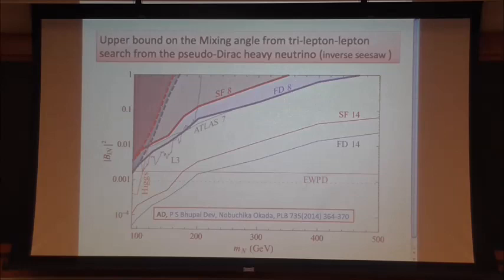So precision data means oblique parameters, or what precision data are you using? The lab data. Okay.